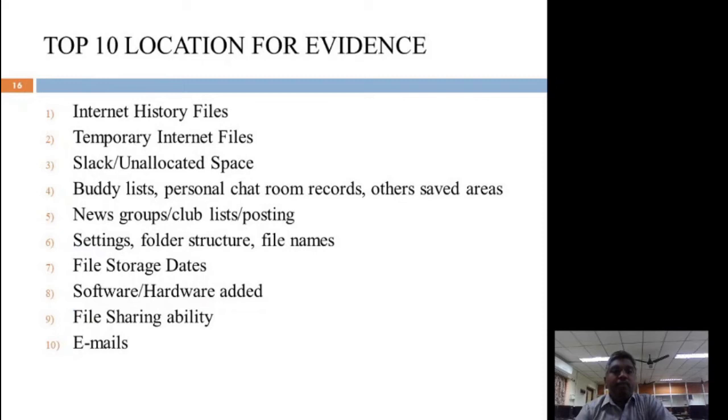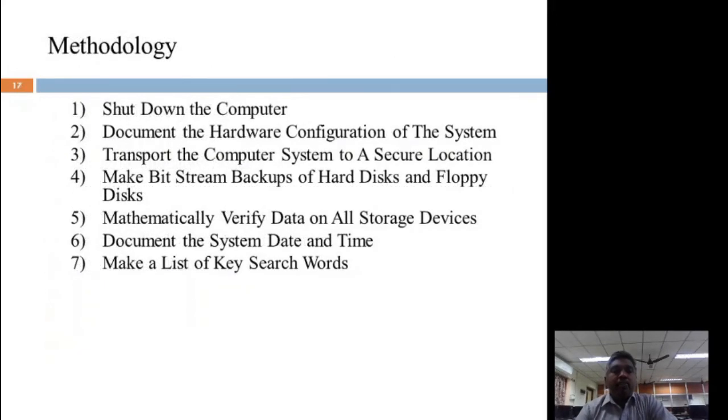Top 10 locations for evidence. First one is internet history files, temporary internet files, slack, unallocated space, buddy list, personal chat room records, other saved areas, newsgroups, club list postings, settings, folder structure, file names, file storage dates, software and hardware added, file sharing ability, emails.